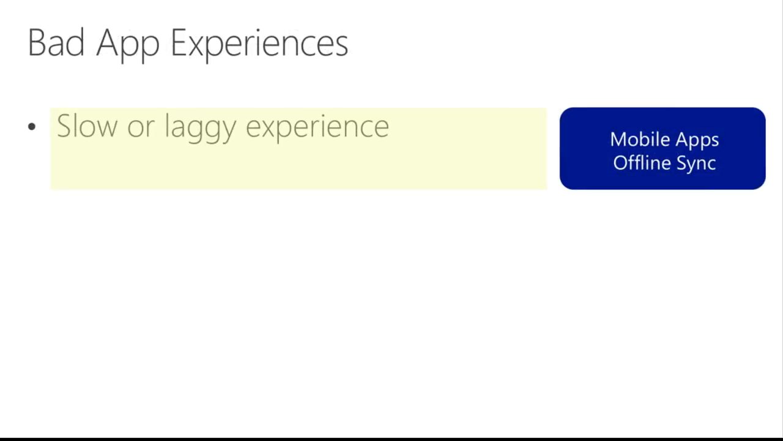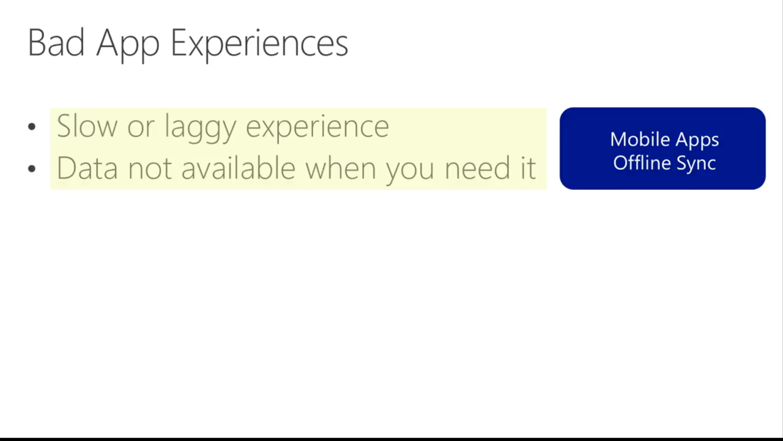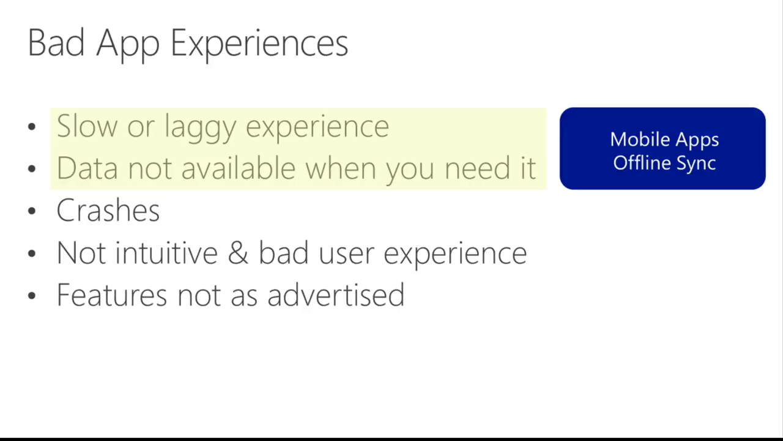So what about the bad mobile experiences? Well, the mobile apps offline sync gives you the capability of fixing that slow or laggy experience because you're going against a database that is local to your mobile device. And the data is always available because you're synchronizing it to the mobile backend as it changes. So if you really want to fix those first two problems, you really want to be looking at offline sync capabilities. The other three, sorry, we still can't help you with. However, come back in the next half hour and we'll be taking a look at the crashes and seeing what you can do about that.